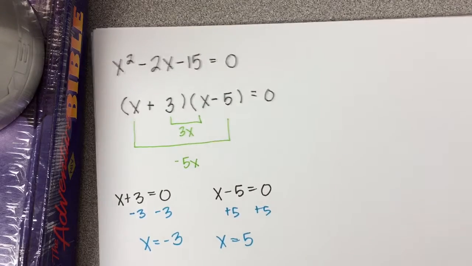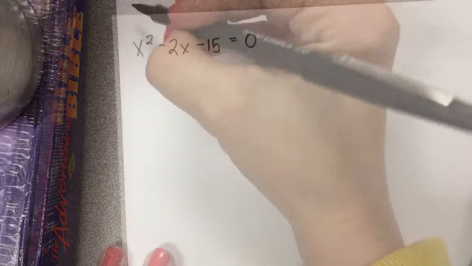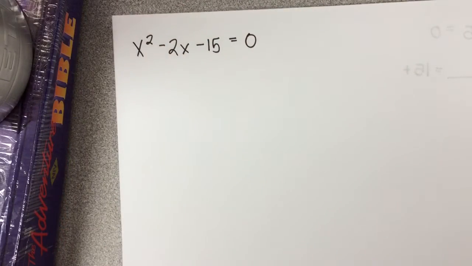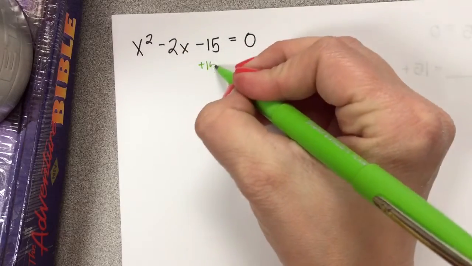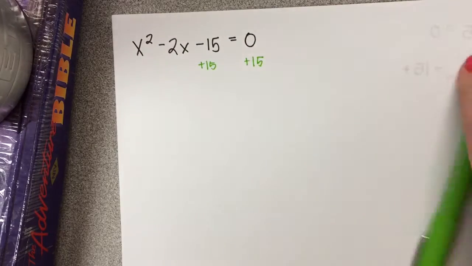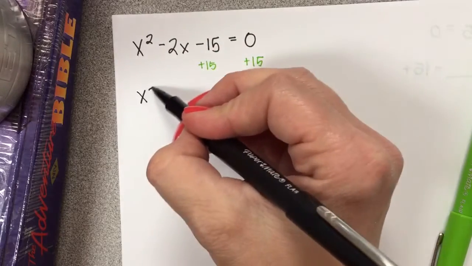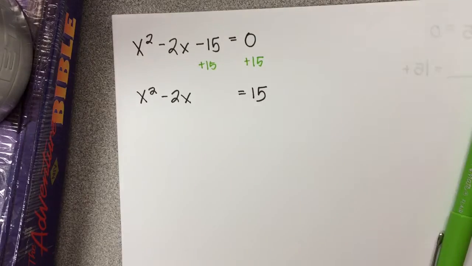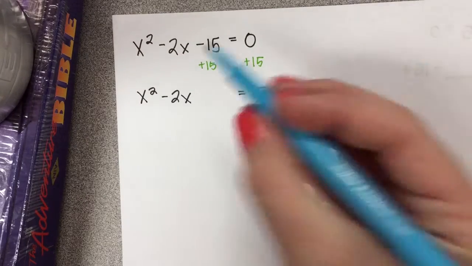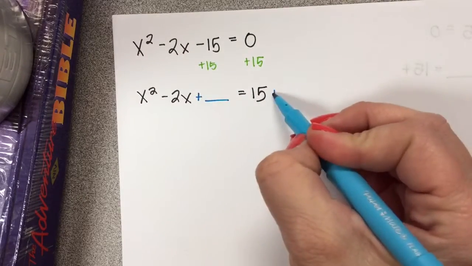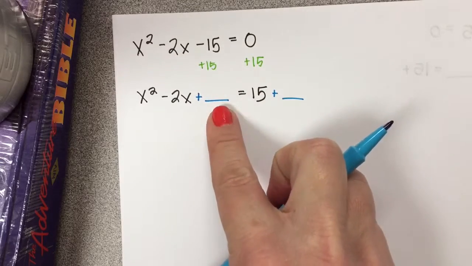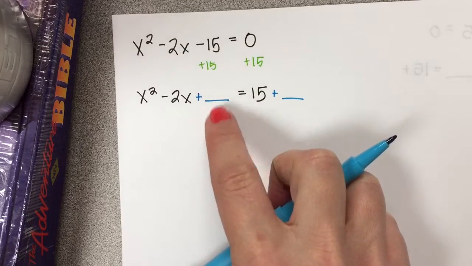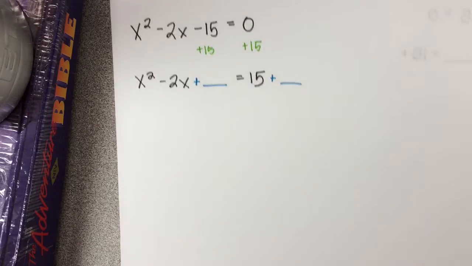So let's do the same one by completing the square. So it's not a trinomial square because this is not a perfect square. So I'm going to add 15 to both sides. So that leaves me with x squared minus 2x equals 15. Okay, but to complete the square, I have to figure out what number I can put in this little blank to make it a perfect square trinomial. That's c, and whatever I put over here, I have to put over here.